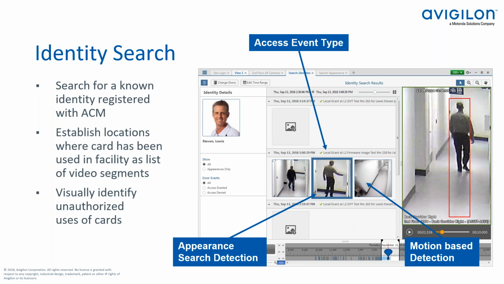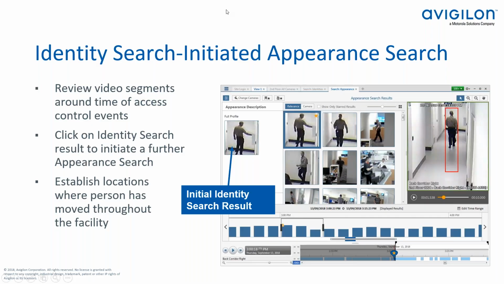And I can then click on that person in the field of view and say, let's go run an appearance search and show me where this guy went. So it's a very powerful way to take appearance search to another level within ACM.